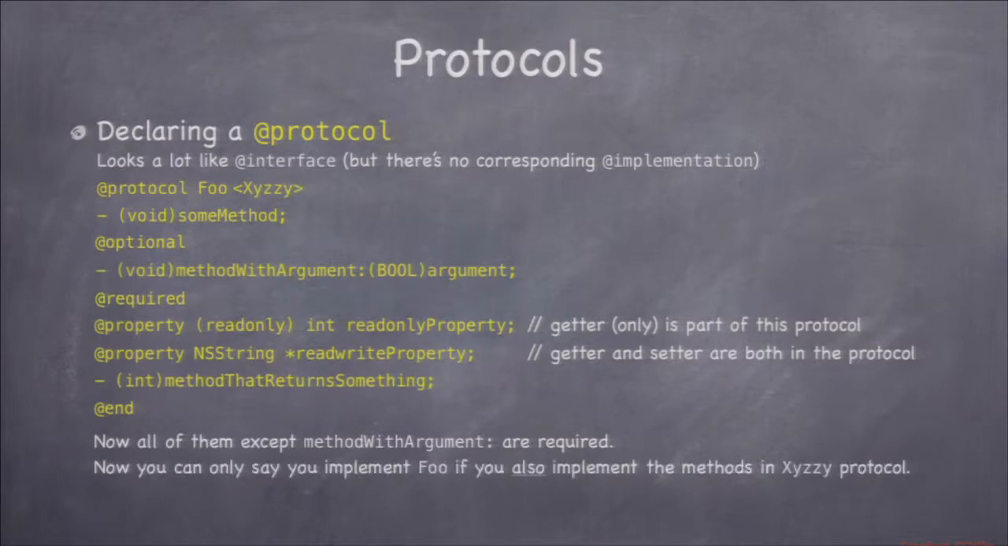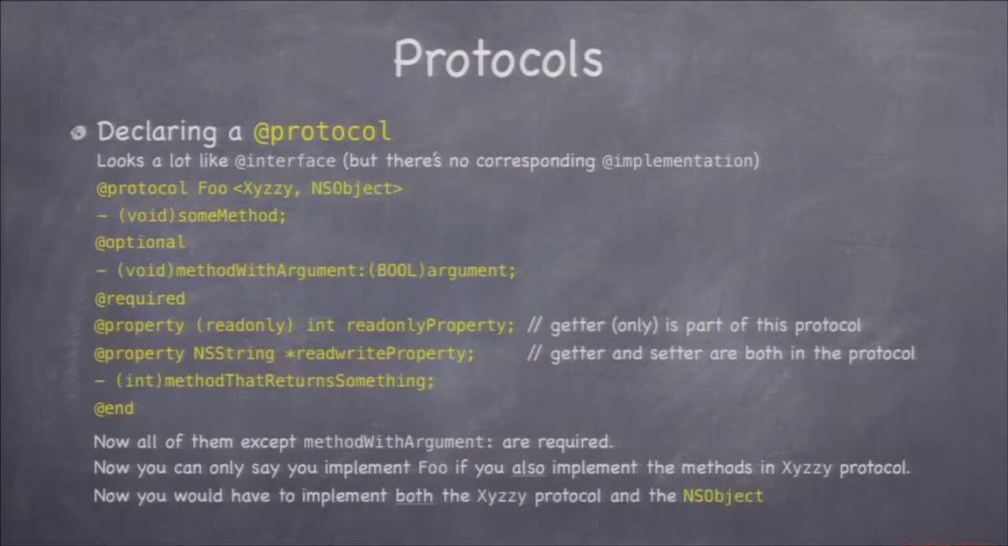Now you see how I've added XYZZY in angle brackets after protocol Foo there? So what that says is if you want to say you implement protocol Foo, you also have to implement all the required methods of protocol XYZZY, whatever that is. So it's basically a way of kind of like a super protocol. It's not inheritance or anything, but it just adds to the methods that are required by a protocol. And in fact, you can have multiple ones. So here the protocol is now requiring you implement the XYZZY protocol and a protocol called NSObject.